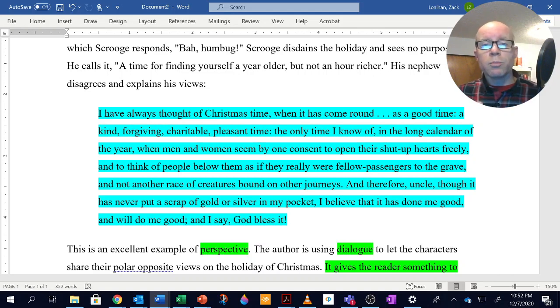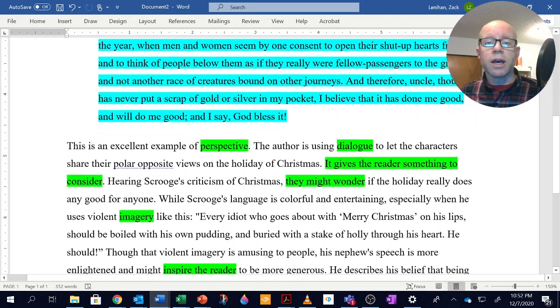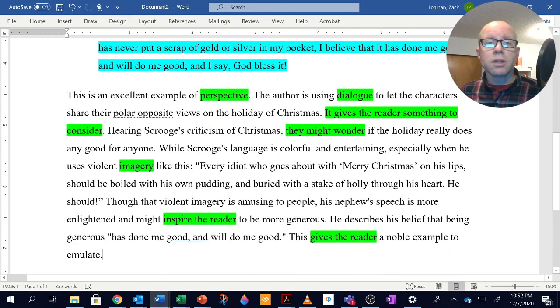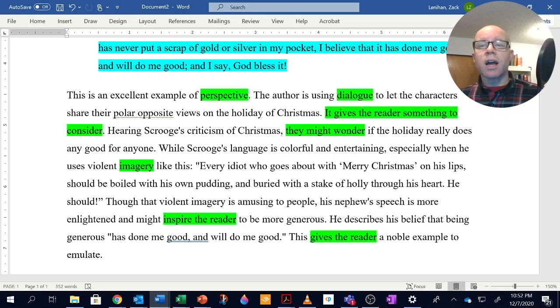After my excerpt, I'm going to move into my commentary. I've highlighted the parts in green that are part of what's required. This is an excellent example of perspective. The author is using dialogue to let the characters share their polar opposite views on the holiday of Christmas. It gives the reader something to consider. Hearing Scrooge's criticism of Christmas, they might wonder if the holiday really does any good for anyone.